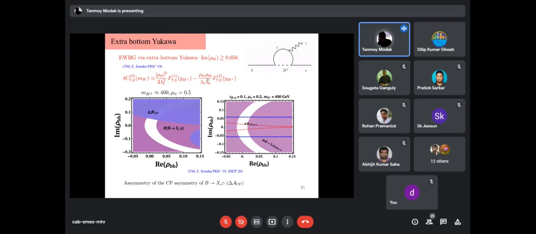You can see these couplings are dependent on the Wilson coefficient coming from these heavy charges, and you can see how the dependence is. And in future probe, this is required for electroweak baryogenesis at 0.058, and you can see delta ACP can actually probe the entire parameter space if the parameter values are in this range.